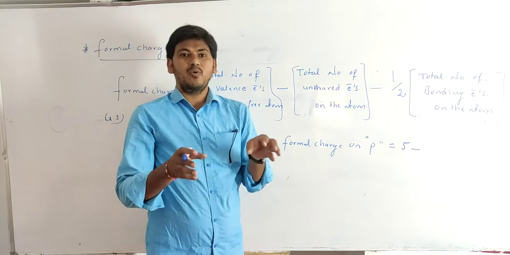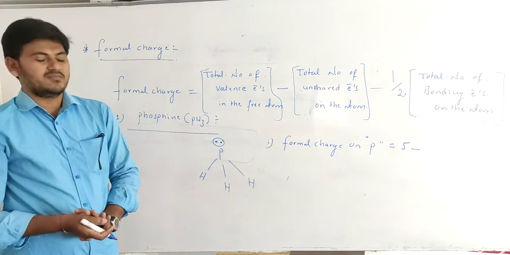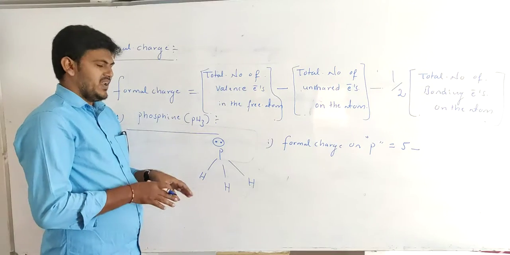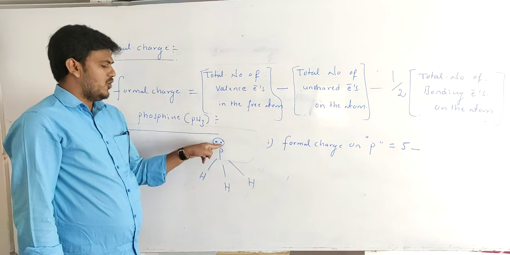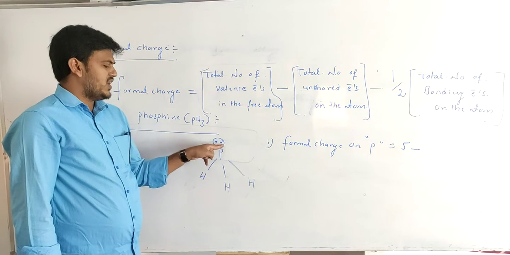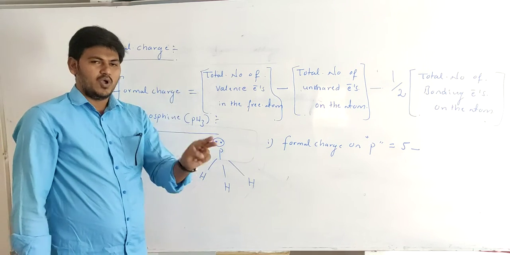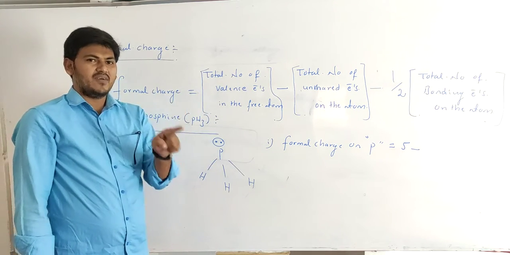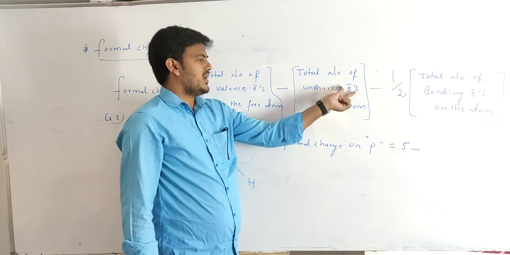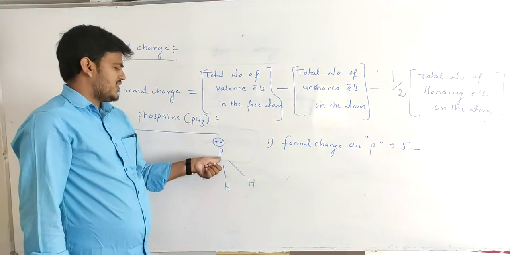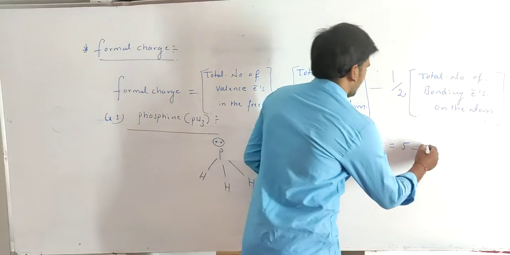Unshared means non-bonding electrons, that means lone pair of electrons. In phosphine, the central atom is phosphorus and phosphorus has only one lone pair. So unshared electrons are 2, non-bonding electrons are 2, and lone pair of electrons is 1. So phosphorus has 2 unshared electrons. 5 minus 2.